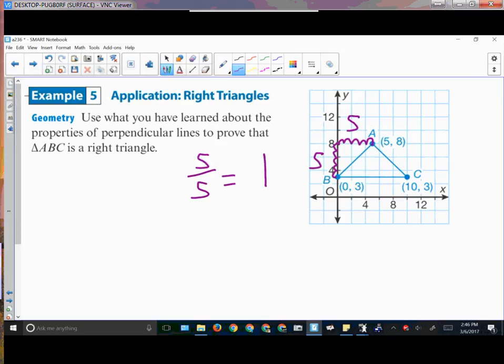It's slope. What about this one here? Well, let's see. I have to go over 1, 2, 3, 4, 5, and I have to go down 1, 2, 3, 4, 5. But that's a -5. So that's 5 over -5, which is equal to -1. Are they opposite reciprocals?